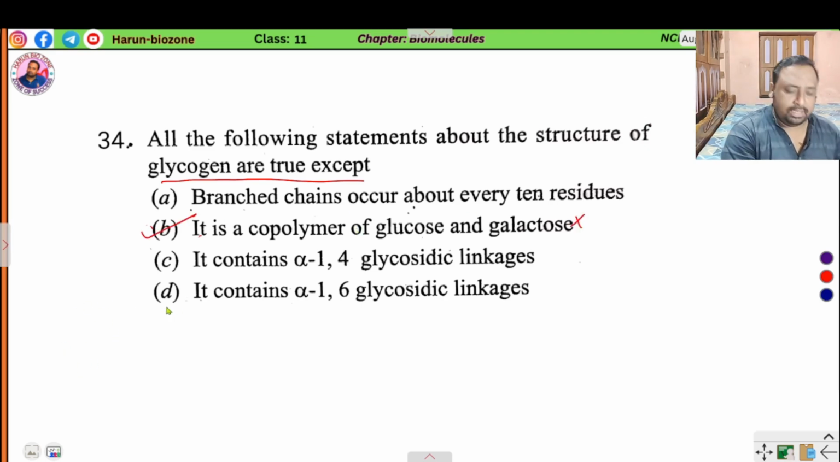So what is the structure of glycogen? Suppose this is the glucose molecule combined with beta 1,4 glycosidic bond.